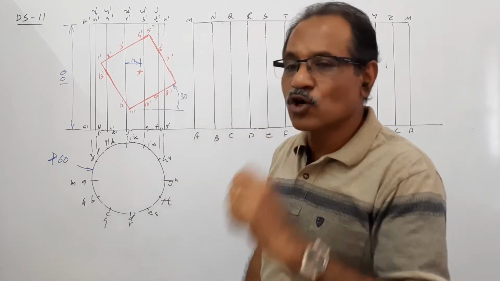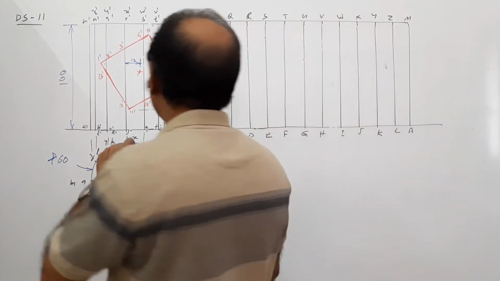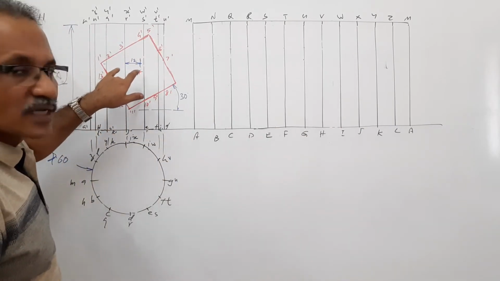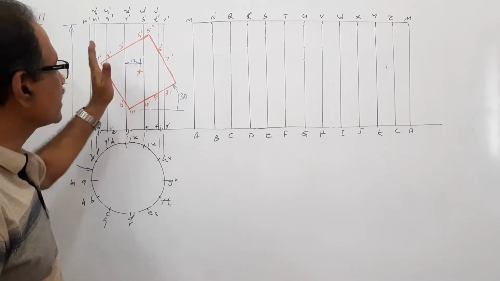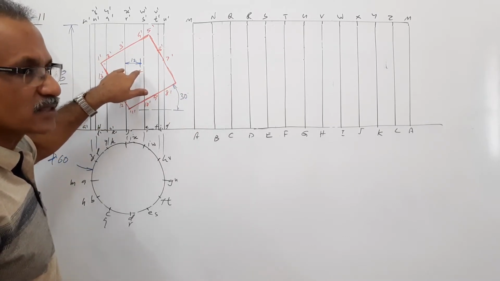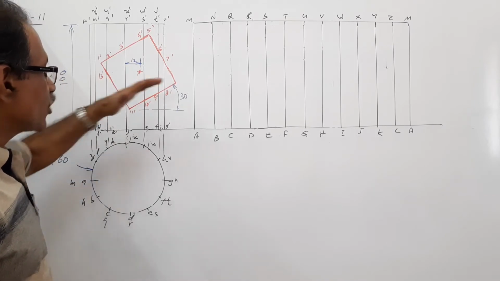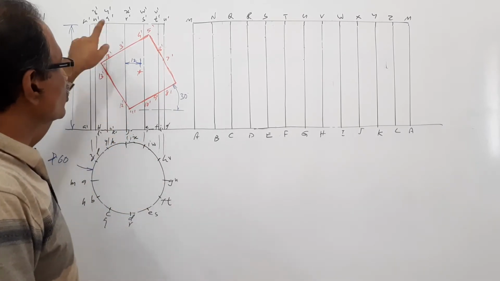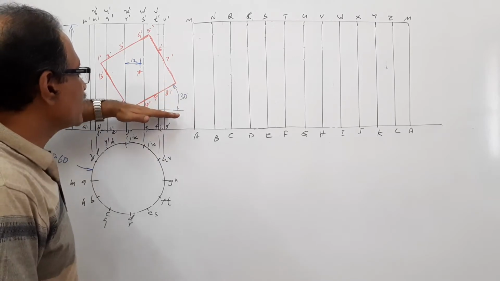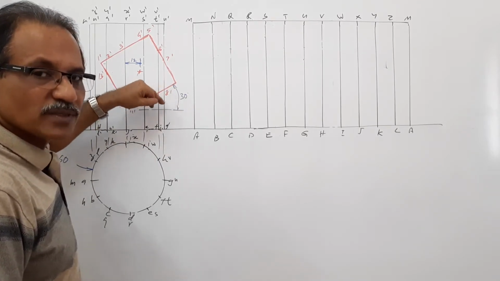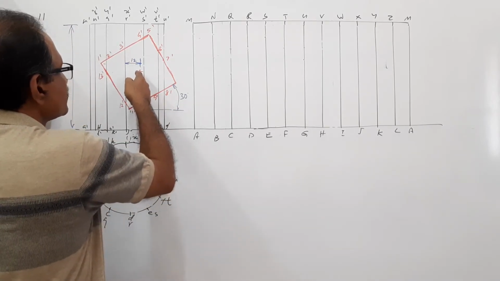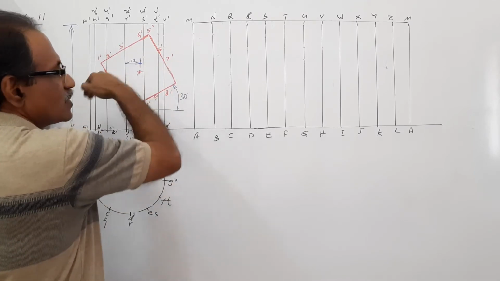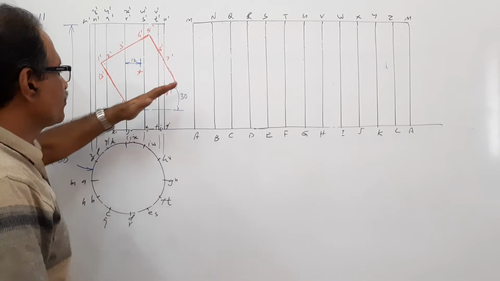Where is the hole? The hole is a square hole and it passes through the cylinder. The center of the hole is 12 mm to one side of the axis. I took it to the right, 12 mm to the right of the axis. The square hole is 50 mm side, and one side of the square hole is at 30 degrees to HP. So how do you draw the square hole? Find the center of the hole, that is 12 mm there, then draw lines and connect. You will get the square hole of 50 mm side.